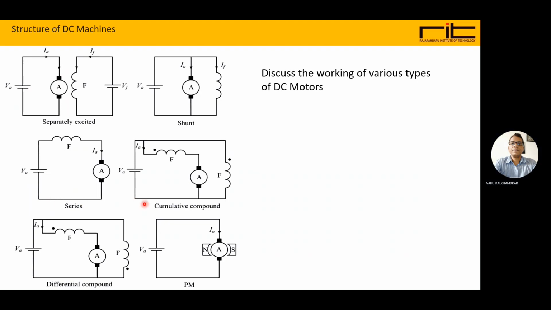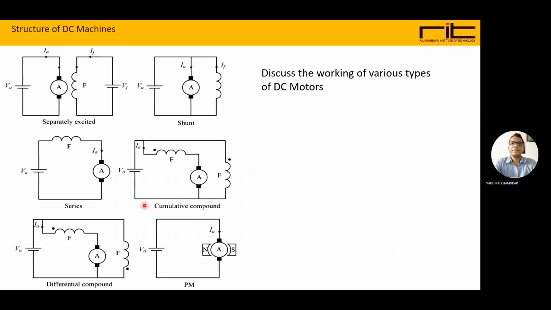Now the other is the shunt type. You can see here the field winding is connected parallel to the armature. So both the circuits are parallel, and current will flow in parallel because when it flows from the battery, it will divide here to the armature, and another path will be for the field.